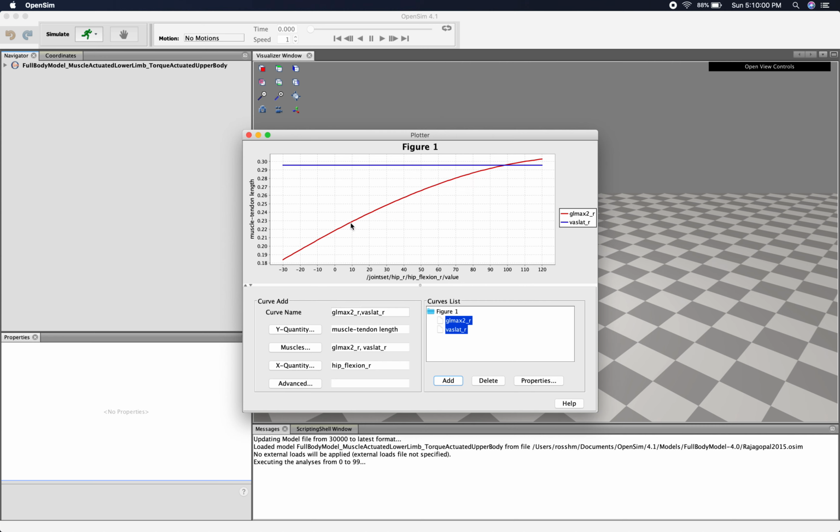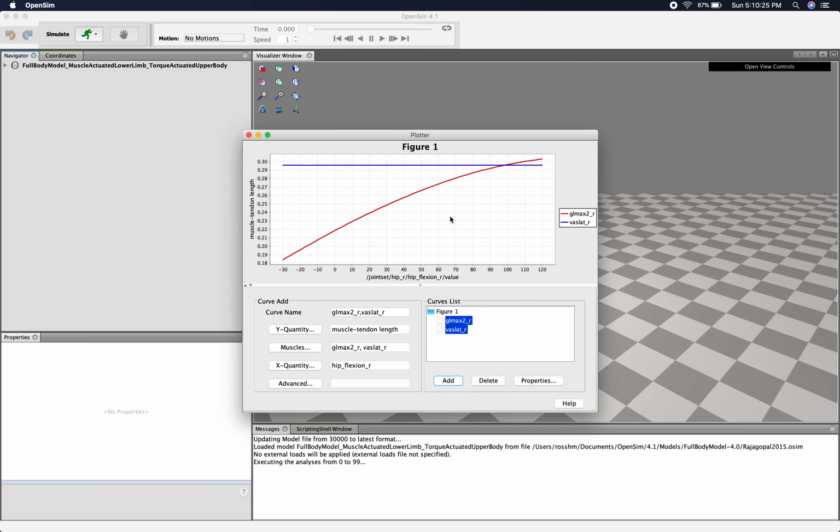The glutei muscle, the red one, does cross the hip joint, and we would expect its length to change as we change the hip flexion. In particular, since it's on the back of the hip joint, we would expect it to get longer and longer as we flex the hip further and further. So this is just showing what we would expect data-wise between the muscle lengths and the hip flexion angle.